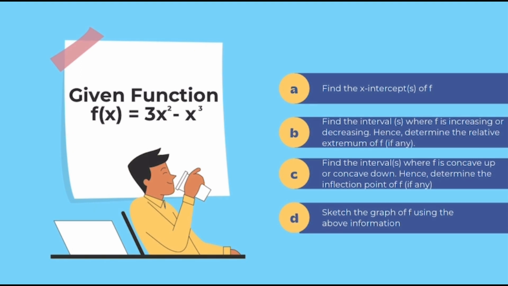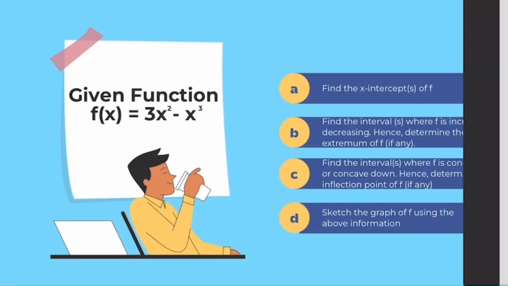We have a given function, f(x) equals 3x squared minus x cubed. To do the analysis of the function, we have a few steps. A, find the x-intercepts of the function. B, find the intervals where f is increasing or decreasing, hence determine the relative extremum of f, if any. C, find the intervals where f is concave up or concave down, hence determine the inflection point of the function, if any. The last one is to sketch the graph of the function using the above information.